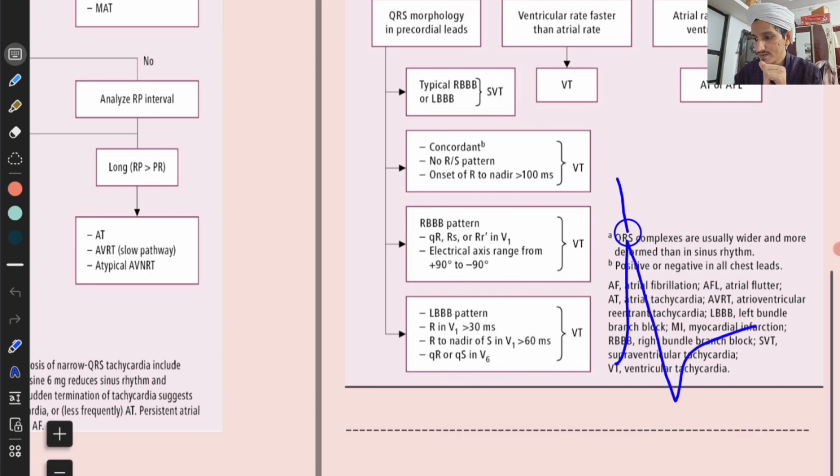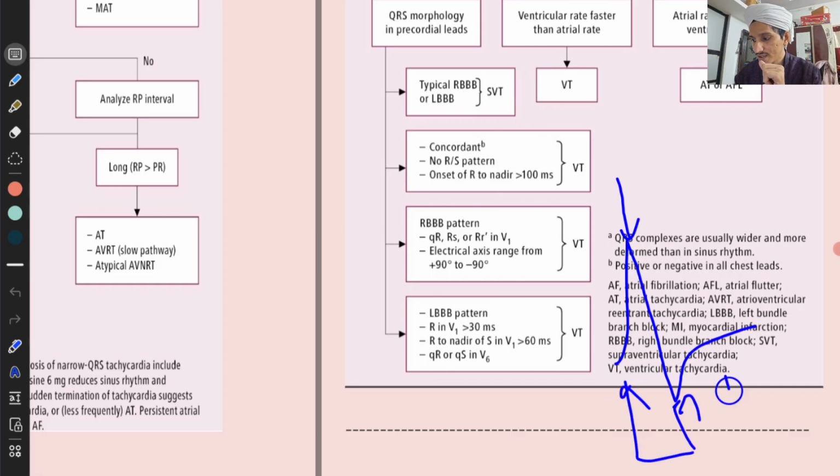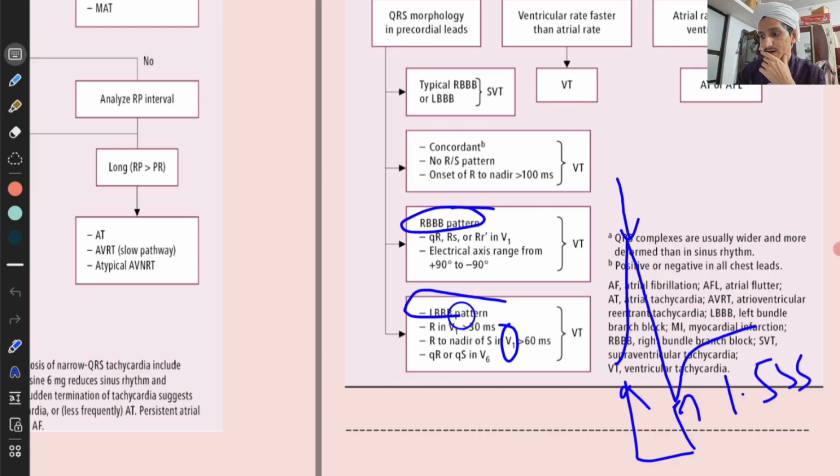Calculate the distance from this to this. If this distance is more than 1.5 small squares in V1, then it is an atypical LBBB pattern. Remember, in atypical RBBB, R will be taller. In atypical LBBB, R will be wider, and you should calculate.